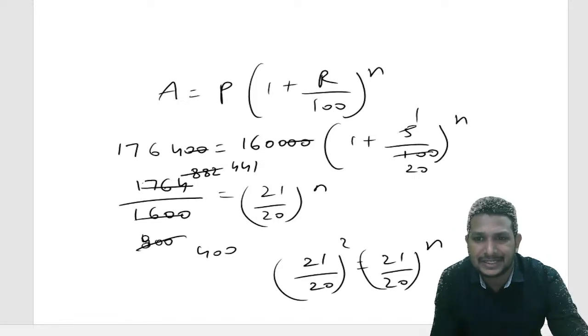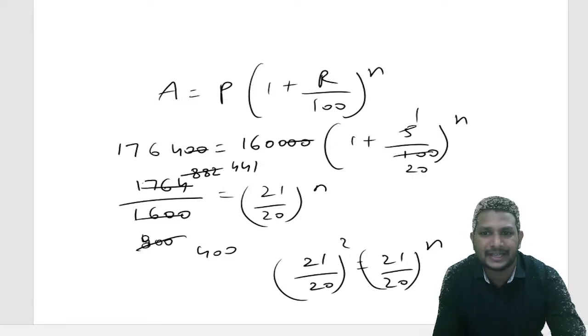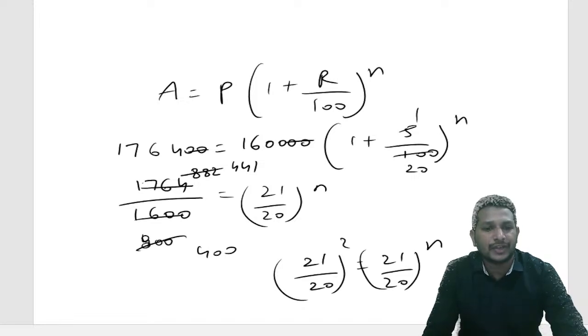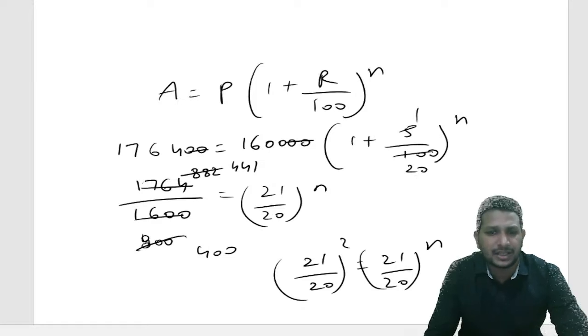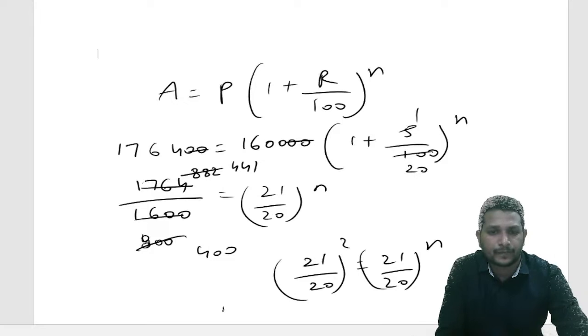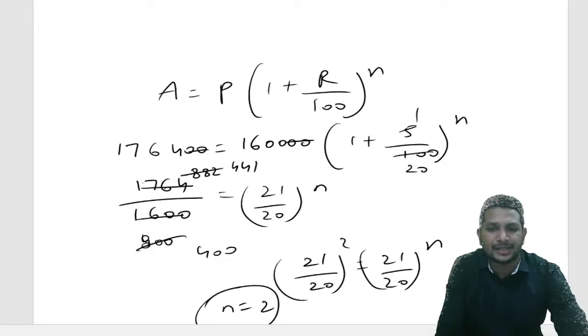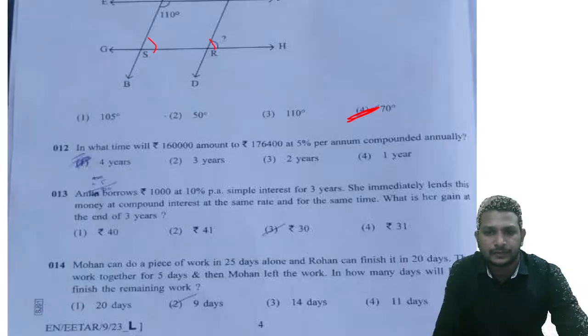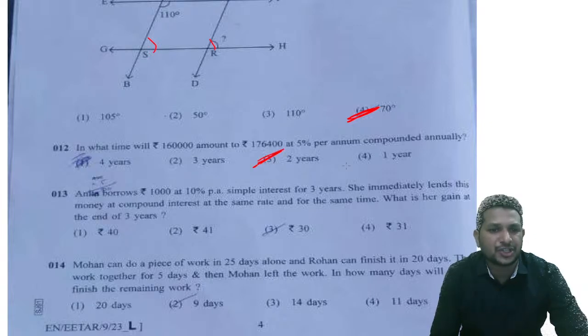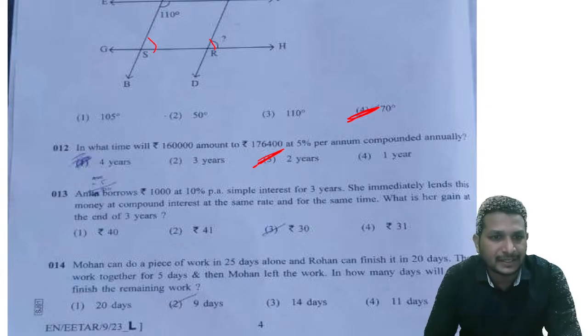Aish, please wait. We'll discuss that. You have a scope of that. So 21 by 20 whole square equals 21 by 20 power N. So we got the value of N as 2 here. Okay. Aish, you have a good chance. So N equals 2 is the answer. So we got the time as 2 years. Next, if you look at the next question, we got the answer for this question as option 3. Question number 13.